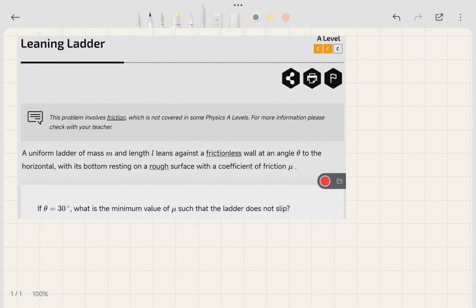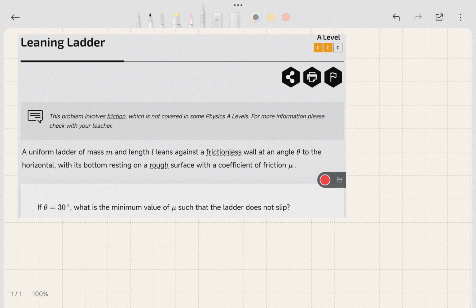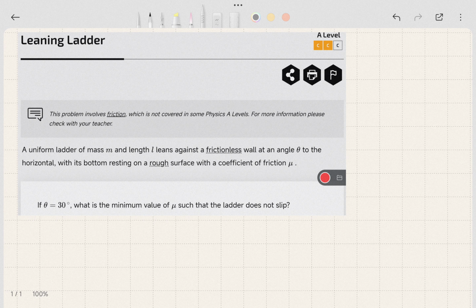Today we're going to look at a new problem called leaning ladder, and it's classified as difficult according to the A-level syllabus. And today I'm going to go through this problem from a novel point of view, so I haven't seen this problem before. So I'll be going through as if I don't know the answer to this problem. So let's start from scratch.